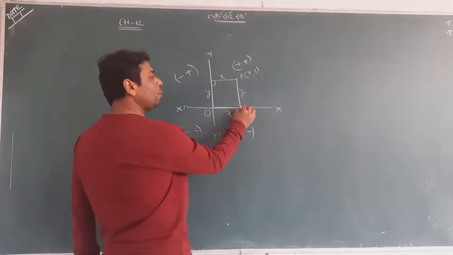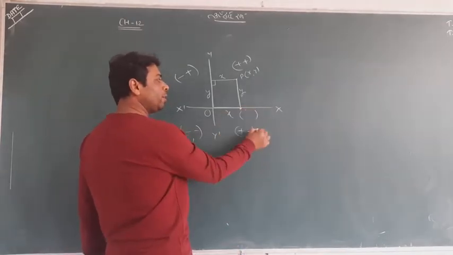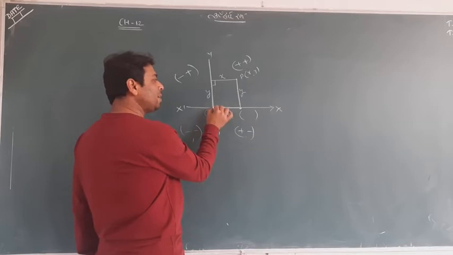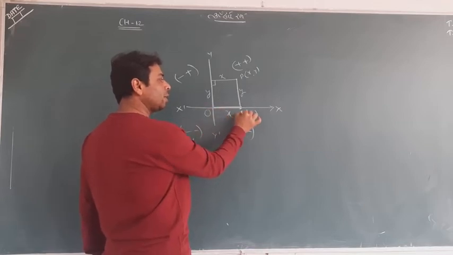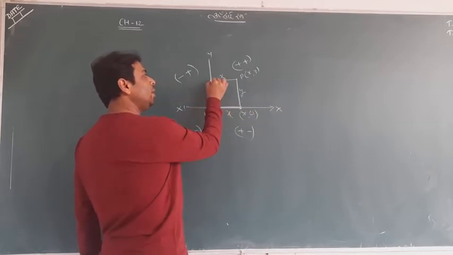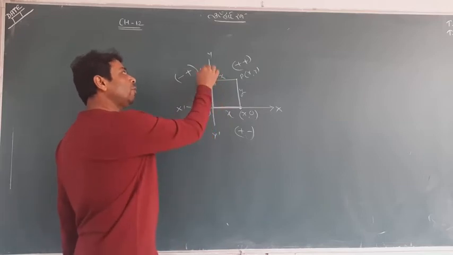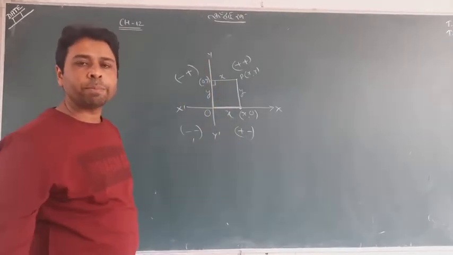If I ask you the coordinate of a point that lies on the x-axis, it depends on that distance. If it is x, the point is (x, 0). If it is y, the point is (0, y), because it is lying on the y-axis. That is also very simple.